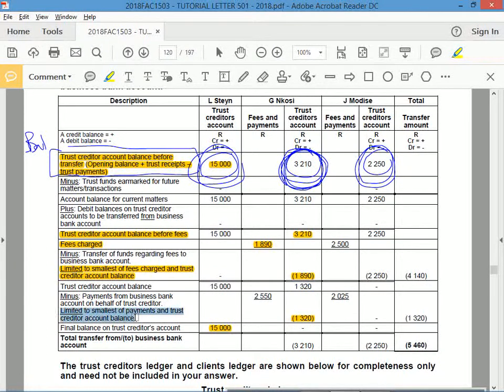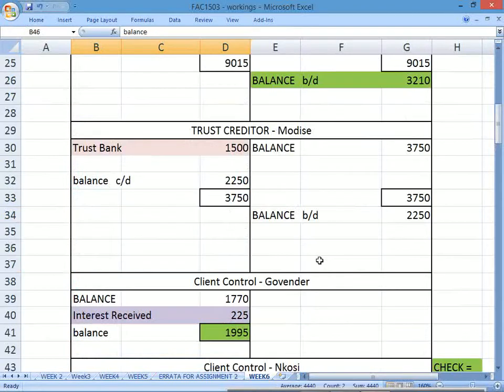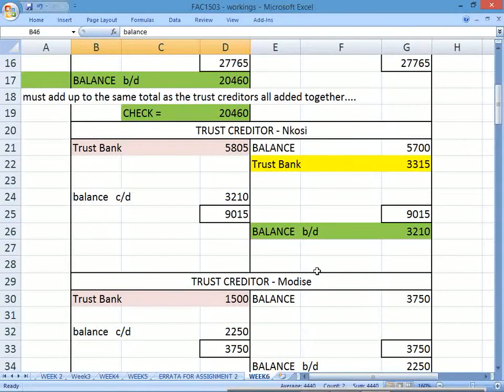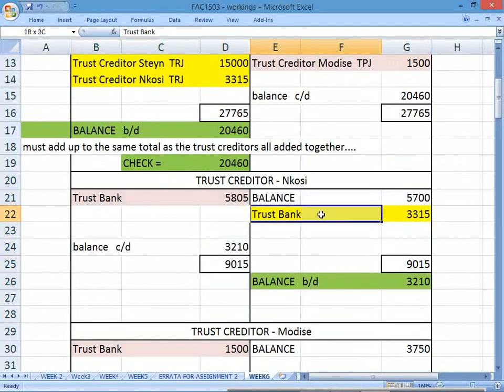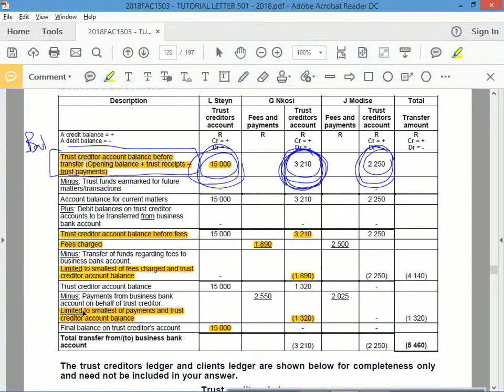Limited to the smallest of payments and trust creditors account balance. So smallest of the payments. Okay, so let's go to the payments. Where's the payments? Here's the payments. Nkosi. See, there's the payments. They said limited to smallest of payments and trust creditor account balance. Right, so their trust creditor account balance would now be 1320, so it's limited to that.